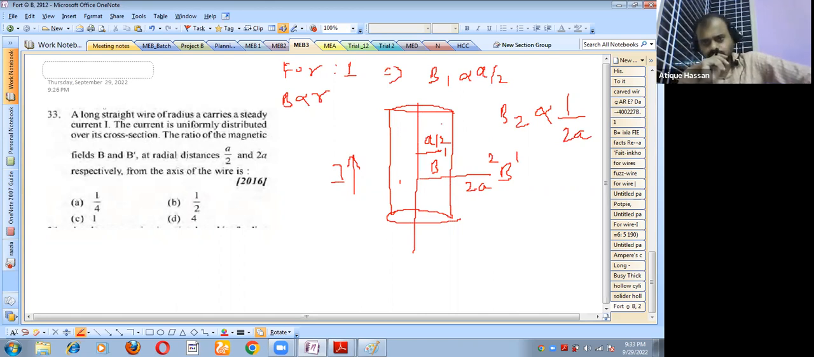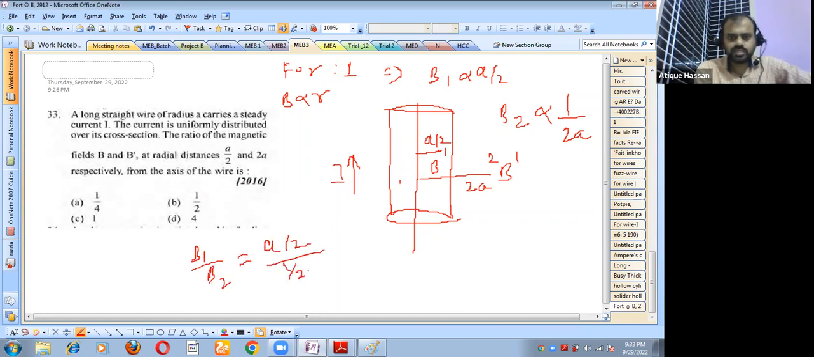All of you understood this? Okay, now we can take the ratio. B1 upon B2 will be equal to a by 2 divided by 1 by 2a.